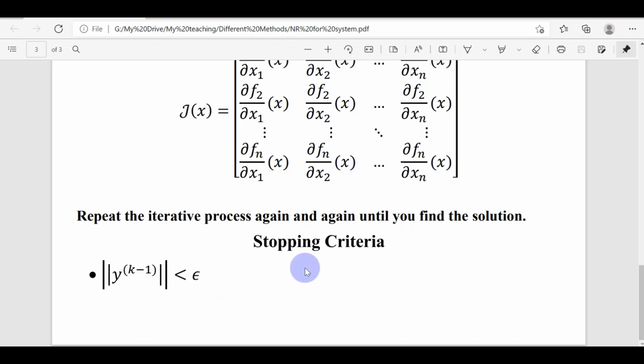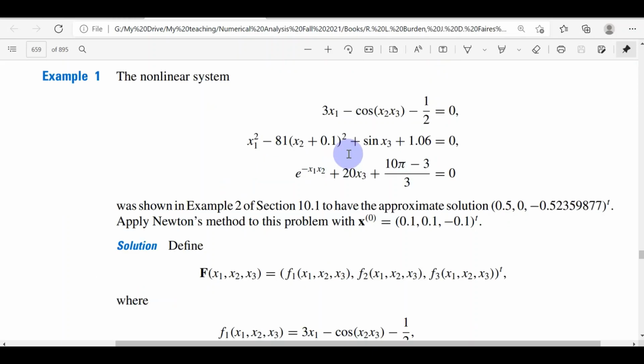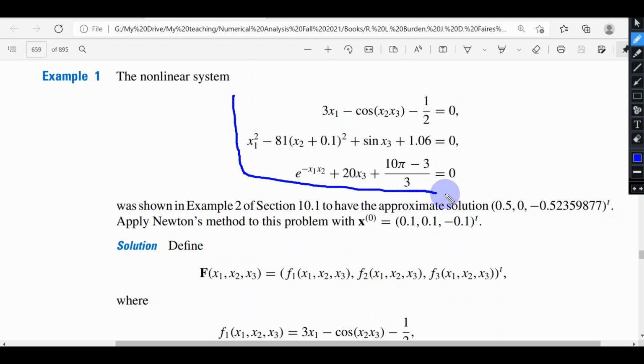Keep in mind that the convergence of Newton iterative method for nonlinear system is not always guaranteed. So it highly depends on the initial guess vector that we will use. So let's do an example of a nonlinear system to understand this procedure. This example is from Burden and Faires' book. We have a nonlinear system of equations, and we are having three nonlinear equations which involve three variables x1, x2 and x3, which are enough to solve these three nonlinear equations simultaneously.